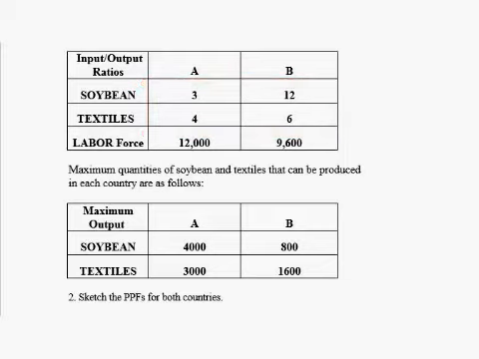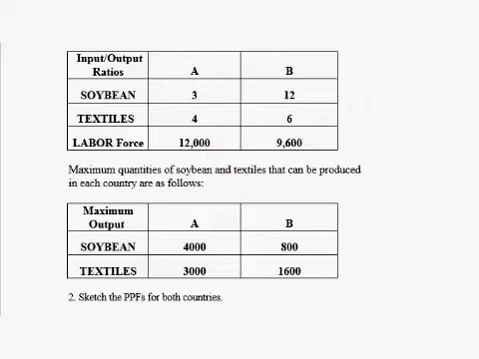It's important to be able to look at this table and interpret what the data are telling us. For example, the 3 here in the first cell would say it takes 3 units of labor to produce 1 unit of soybean in country A. It takes 12 units of labor to produce that same quantity of soybean in country B. It takes 4 units of labor to produce 1 unit of textiles in country A. It takes 6 units of labor to produce 1 unit of textiles in country B. Country A has a labor force of 12,000. Country B has a labor force of 9,600.